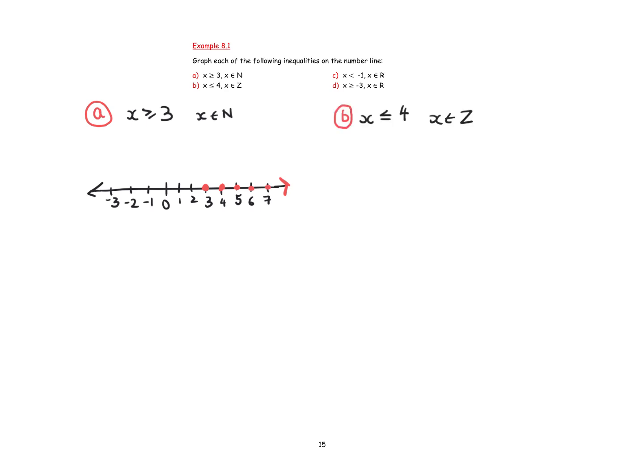Example B has x less than or equal to 4. Again, start by drawing my number line. Again, making sure that you have an arrow either side as well. Here we're looking at x less than or equal to 4. So we include 4 because it's the equal to. And this is an integer. Z are the integers, which are positive and negative whole numbers, which include 0 as well.